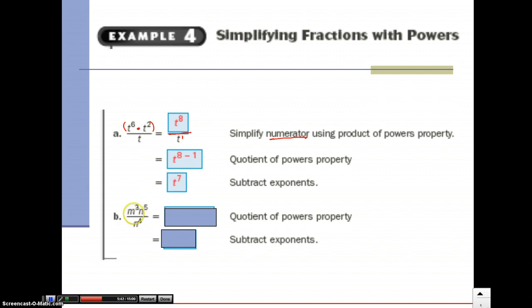For example B, the numerator has different bases. m and n are different. What is the same, though, is the n to the 5th and the n to the 4th. So we're just going to subtract these two. Leave the m cubed where it is. Get rid of the division sign, because that's why we subtracted, to get rid of the division. And now we have m cubed and n, or n to the 1st. Again, you can put the 1 there, you don't need it. That's your answer.